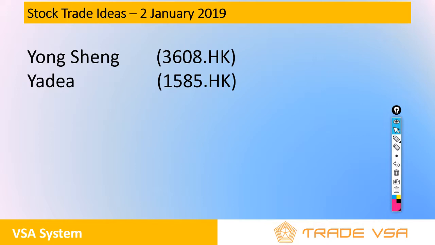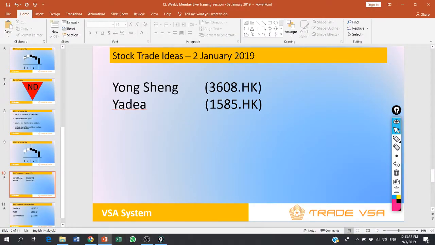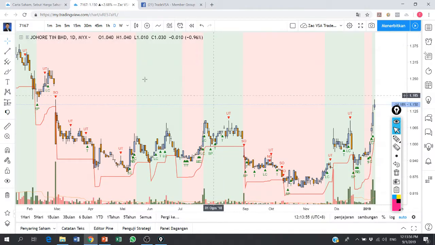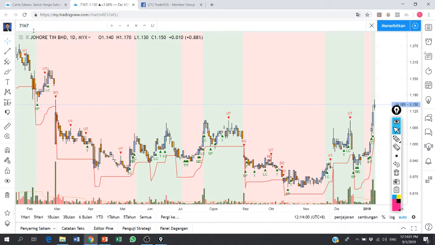Okay, these are the two stocks that I picked up last week. Of course, last week I didn't find anything for KL and Singapore, only for Hong Kong. I have Yongxing and Yade. I would like to check how they went this week. If members have any stocks for me to review, please comment below. I appreciate it if you can tell me your entry, exit, and time frame as well.